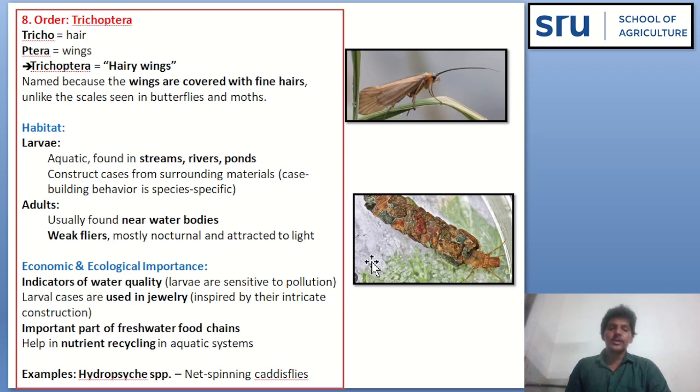Economic and ecological importance. Indicator of water quality. Larvae are sensitive to pollution. If the larvae are there, then we can say the water is pollution free. Larval cases are used in jewelry. Important part of the freshwater food chain. Help in nutrient recycling in aquatic systems. Example, caddisflies.